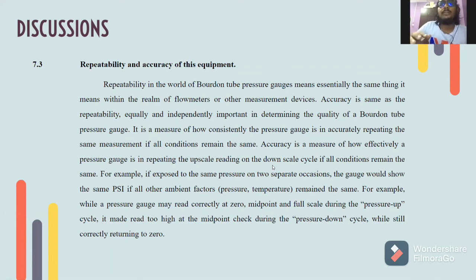Accuracy is a measure of how effectively the pressure gauge is repeating the upscale reading on the downscale cycle if all conditions remain the same. For example, if exposed to the same pressure on two separate occasions, the gauge would show the same PSI if all other ambient factors such as pressure and temperature remain the same. For example, while a pressure gauge may read correctly at zero, midpoint, and full scale during the pressure up cycle, it may read too high at the midpoint check during the pressure down cycle, while still correctly returning to zero.